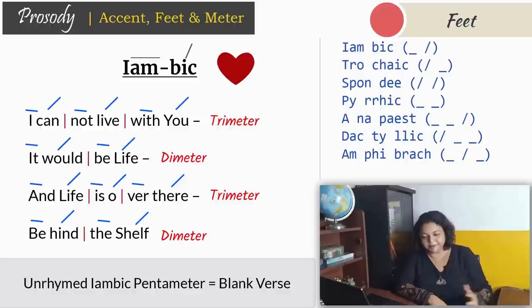Where have you studied blank verse till now? You have done it in Milton's Paradise Lost. You have done it in William Shakespeare's plays such as Macbeth. Normally, iambic is used to write emotional verse and is somehow very common with English people.